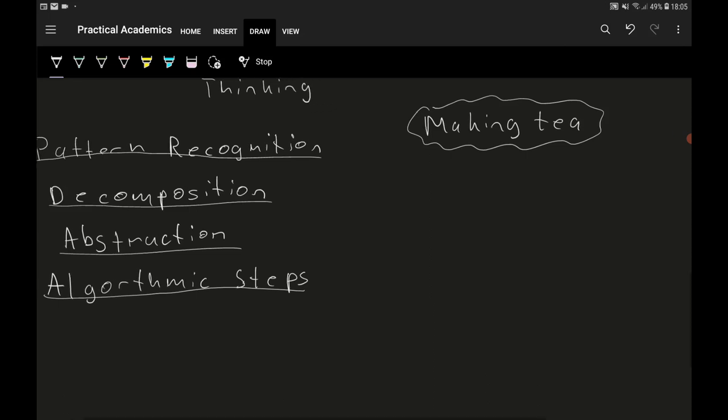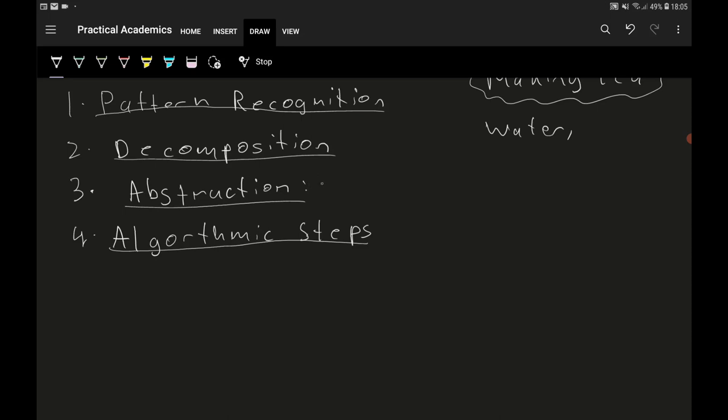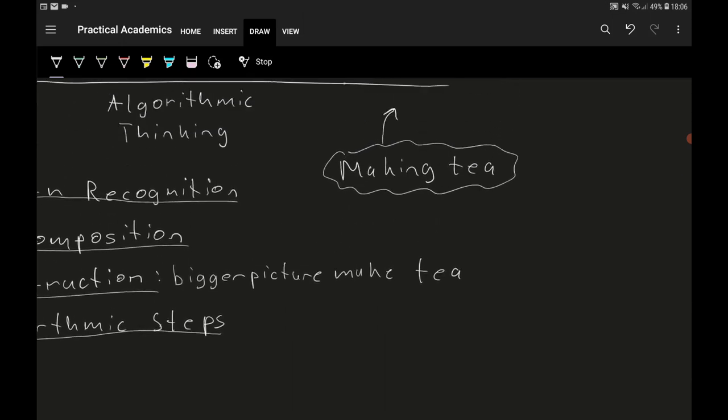Let's abstractly look at making tea. It's a problem, right? And there are many ingredients we require for making tea. We require water. Abstraction is looking at the bigger picture, and the bigger picture here is that we want to make tea. This isn't as complicated a problem, therefore pattern recognition doesn't really apply here. But abstraction is just looking at the bigger picture and ignoring details. In this particular example, we will be focusing more on the details, and that's where decomposition comes in.